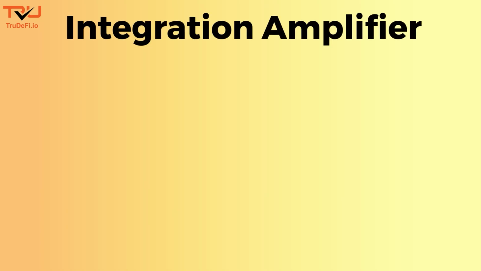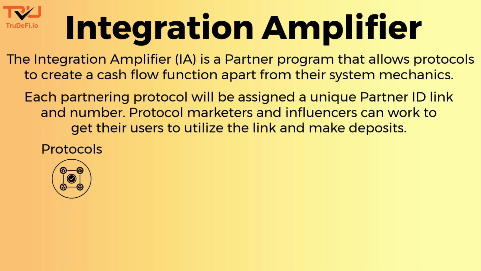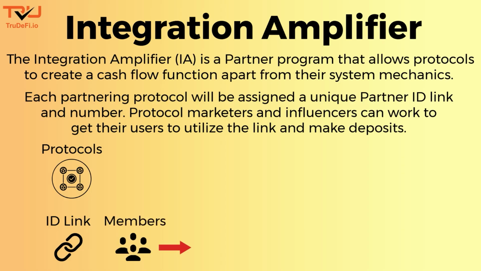The Integration Amplifier, or IA, is a partner program that allows protocols to create a cash flow function apart from their system mechanics. Each partnering protocol will be assigned a unique partner ID link and number. Protocol marketers and influencers can work to get their users to utilize the link and make deposits. As those community members make deposits into Tru2X, they receive a 5% bonus.